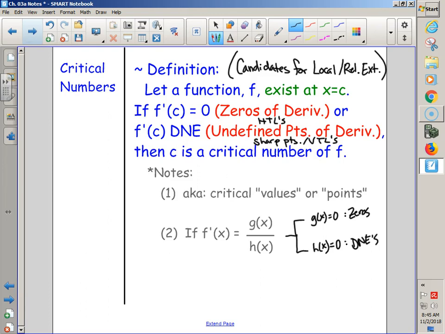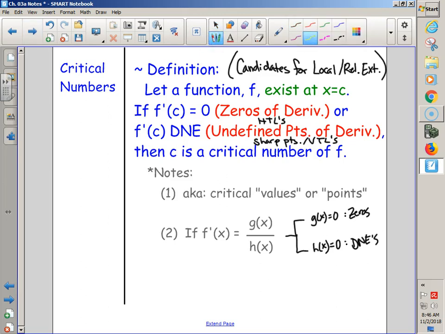DNE will only occur of a derivative when the bottom is equal to 0. Or unless it's a piecewise function that doesn't meet up, but that's going to be a different case. If you can write the derivative as a single fraction, the zeros come from the top, the DNEs come from the bottom. So when we're doing critical numbers, literally, this is what you do. You find the derivative, see if you can write it as a fraction, find the zeros at the top, the zeros at the bottom, and say boom, boom, boom, boom. Critical numbers.